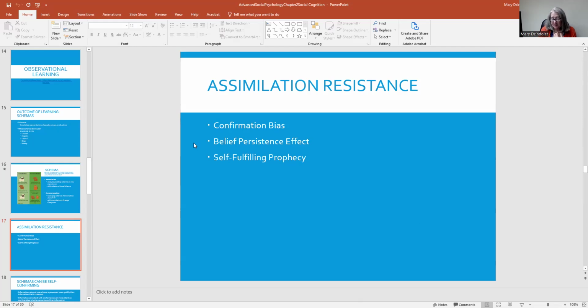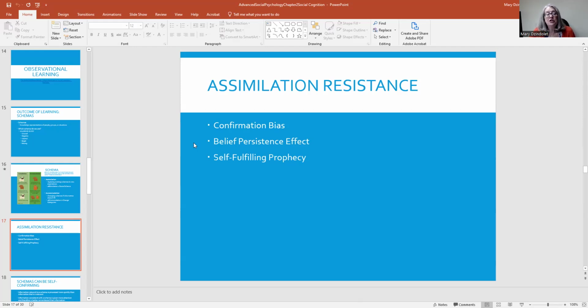Does that kind of make sense? So that's the confirmation bias. And we all know this, what you seek, you find, right? So the confirmation bias, you're seeking out information to confirm biases that you have. And then you're more likely to keep the schema and you're biased to keep it rather than changing it.